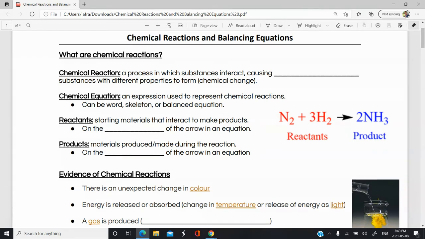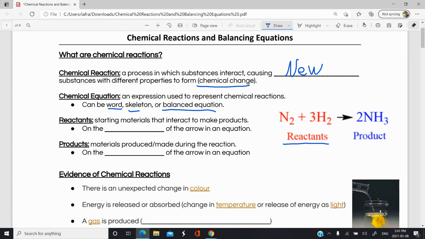We saw that a chemical reaction is when you have substances interact to produce new substances with a new chemical identity, and they have different chemical properties. Essentially, a chemical change happens when those substances interact. And to represent these chemical reactions, we use a chemical equation, which can be a word, skeleton, or balanced equation.